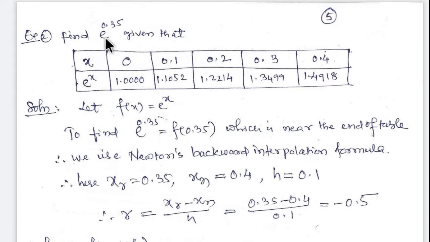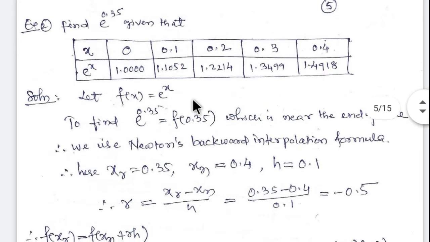It is in the form of exponential, e raised to x, and we want the value at x equal to 0.35. The y value, or f(x) value, is e raised to x. They gave the values like this: 1.000, 1.1052, 1.2214, and when x equals 0.3, y equals 1.3499, and when x equals 0.4, y equals 1.4918.